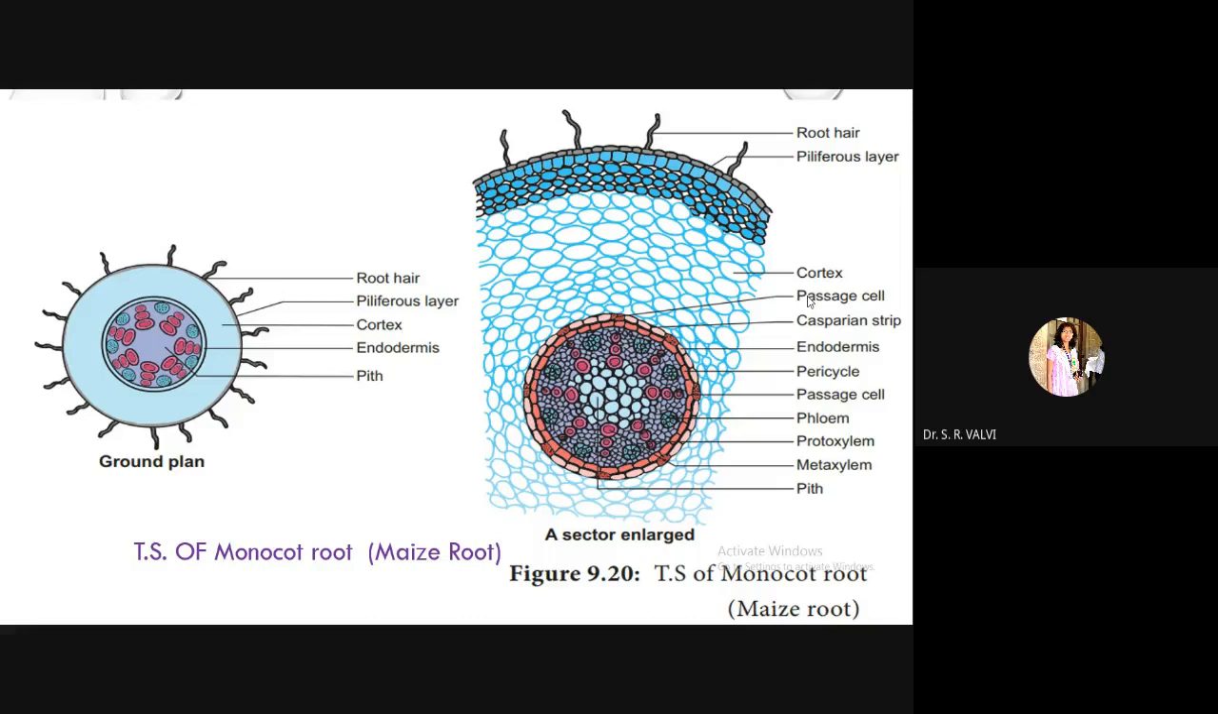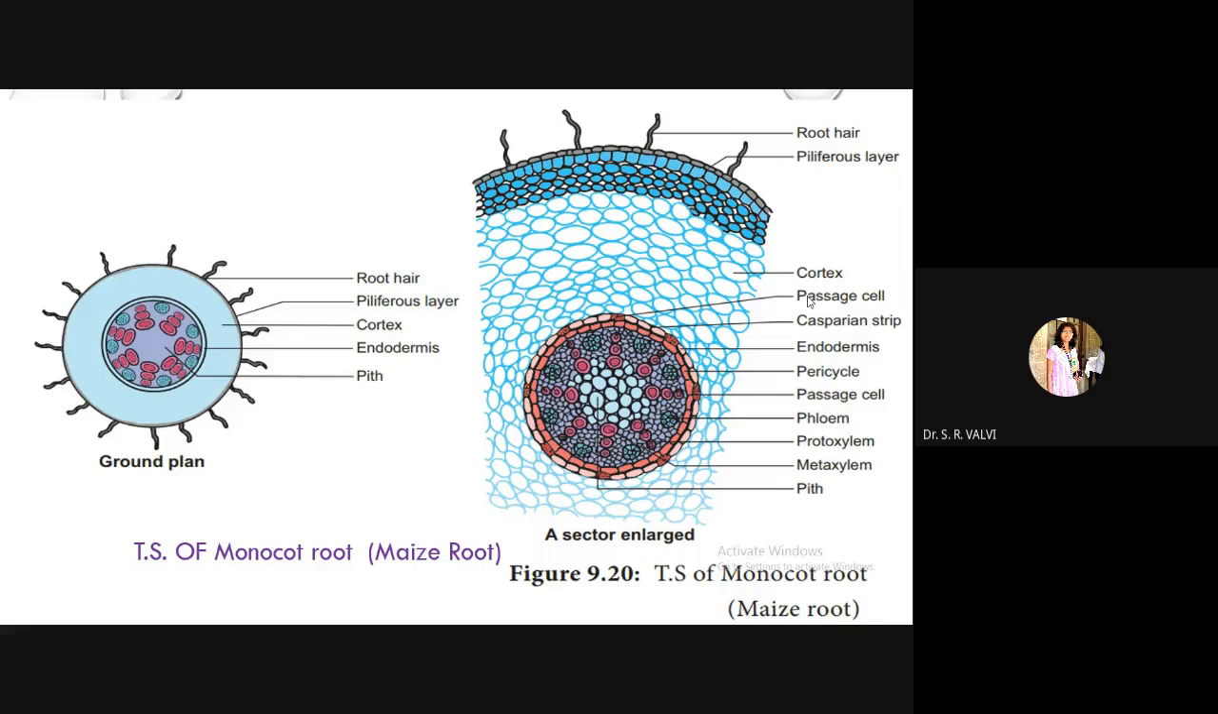So passage cells again help in the movement of water and mineral from the cortex region to the vascular bundle. Okay, so likewise water and mineral pass through these passage cells. Getting? So here passage cells move water and mineral from the cortex towards inside, and these Casparian strips control the movement of the material.